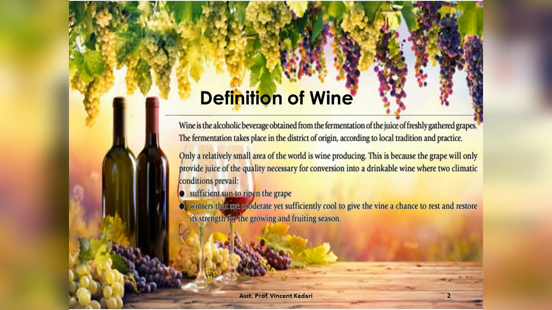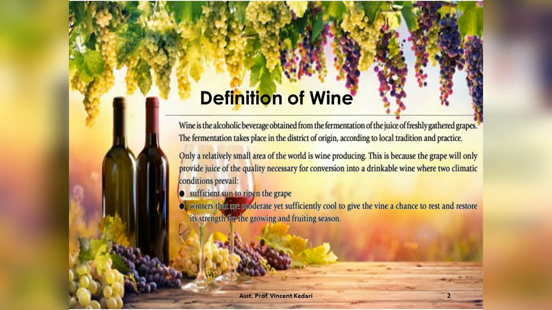Like for example, the soil. You all are aware that soil also plays a very important role in this. So apart from the weather conditions, the soil is another thing. So even though these other countries are producing wines, the quality of the wine is not that great as what is being produced in France and Italy.